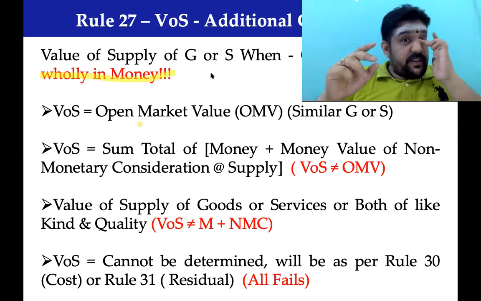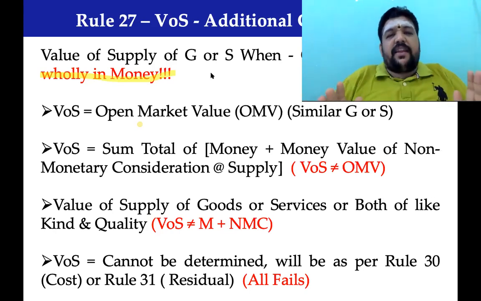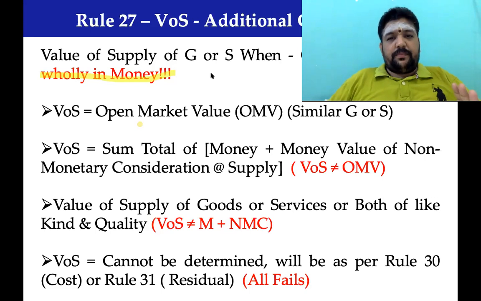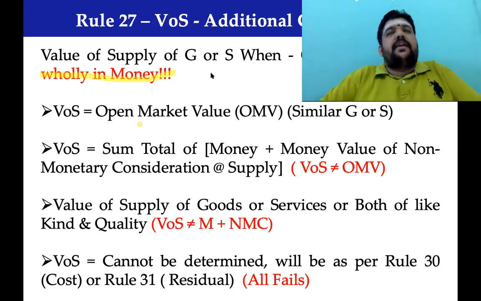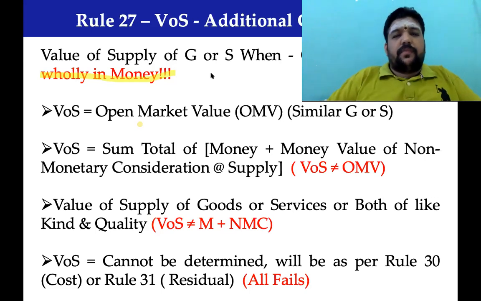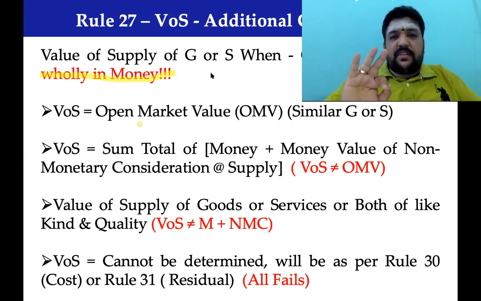I'll make this discussion very simple. Whenever in a transaction you have a non-monetary consideration, kindly refer the transaction to Rule 27. Rule 27 will discuss non-monetary consideration. What do we mean by non-monetary consideration? Other than money. A promise to do something, refraining from doing something, receipt in gold, receipt in any other form.